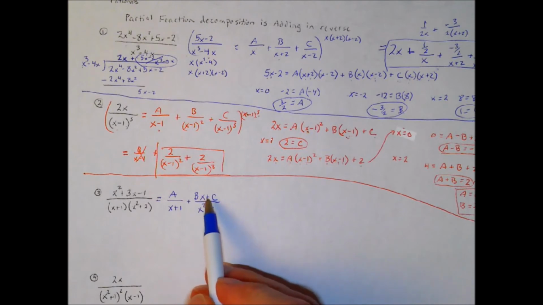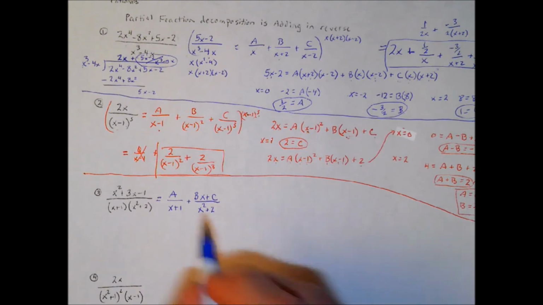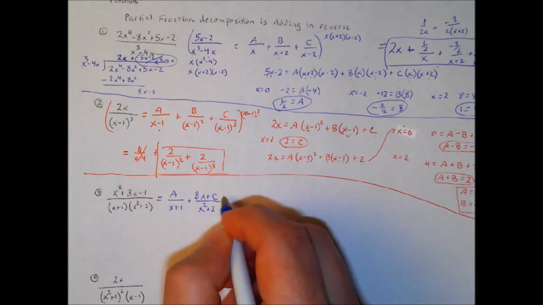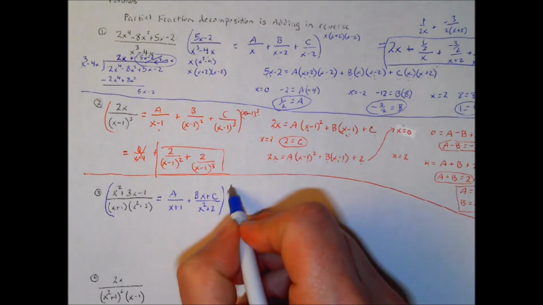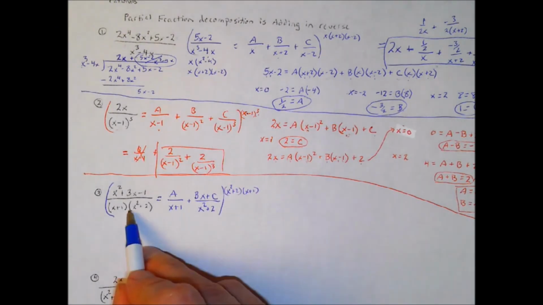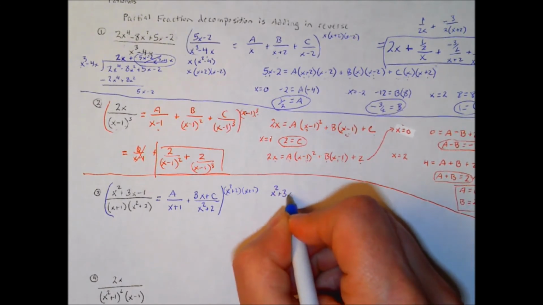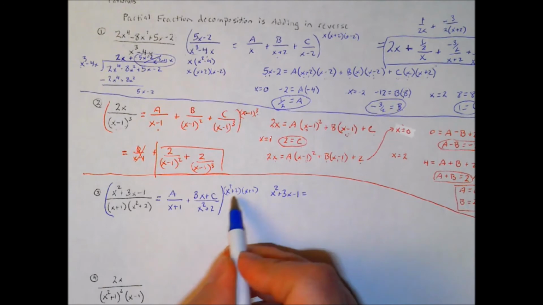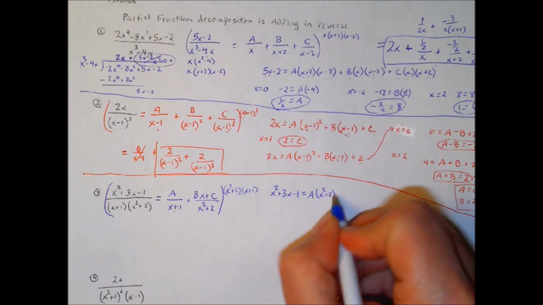So we have this to solve. When I solve this, I'm going to multiply everything by x squared plus 2 and x plus 1. Here they both cancel. I have the equation x squared plus 3x minus 1 equals a times x squared plus 2, plus bx plus c times x plus 1.